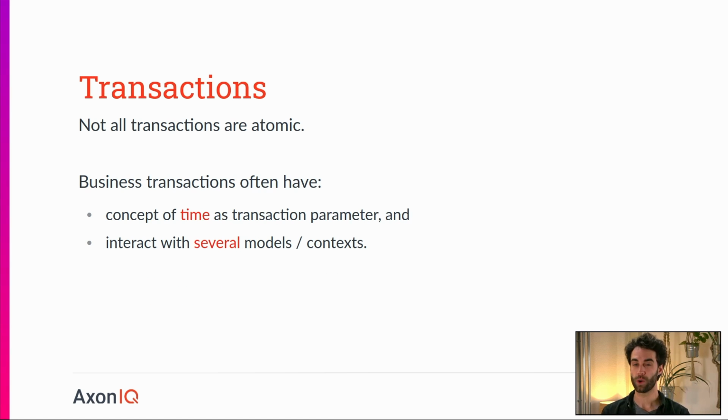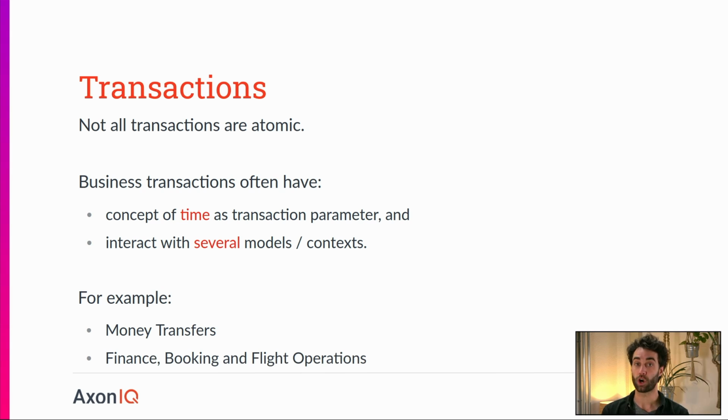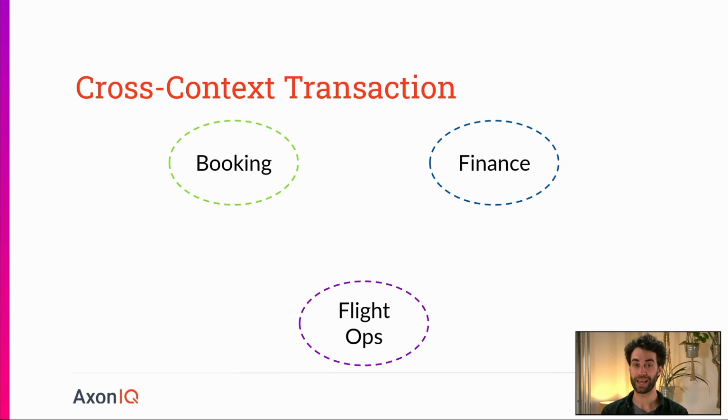What's important to know when we're talking about these transactions is that not all of them are atomic. That simply isn't an option. Think about business transactions that often have a concept of time in place as well, or that they interact with several of these subdomains we've been talking about, or these contexts. Examples of these are money transfers, or the idea of finance, booking, and flight operations working in conjunction with one another. So let's have a look at this last example, the booking, finance, and flight ops.